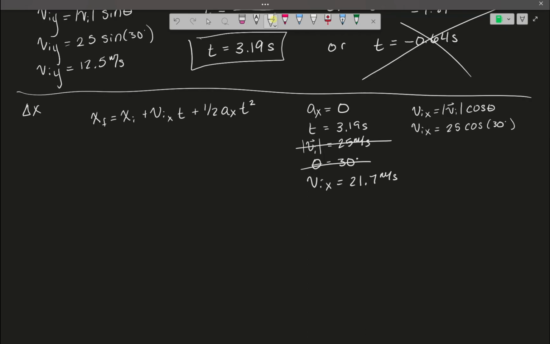Now I can just rearrange this equation, right? So if I move my initial position over to the left-hand side, I get that delta x is equal to the initial velocity in the x direction times time plus 1/2 acceleration in the x direction, which is 0, times time squared. So this whole term goes to 0. And my change in position in the x direction is going to be 21.7 times 3.19, and I get that the displacement of the ball is 69.2 meters.